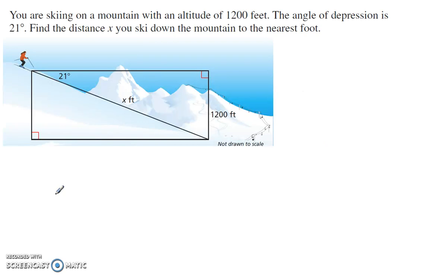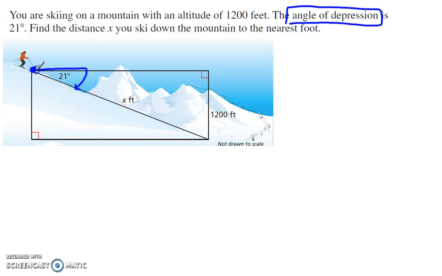You're skiing on a mountain with an altitude of 1,200 feet, the angle of depression. All right, another term for you here, angle of depression. From where you are, the angle going down. So angle of elevation was going up, angle of depression is going down. The angle of depression is 21 degrees. Find the distance x you ski down the mountain to the nearest foot.